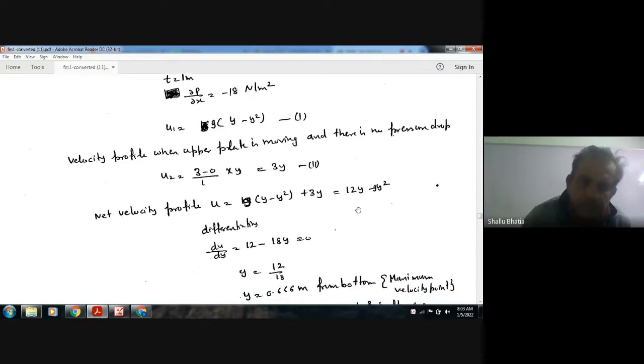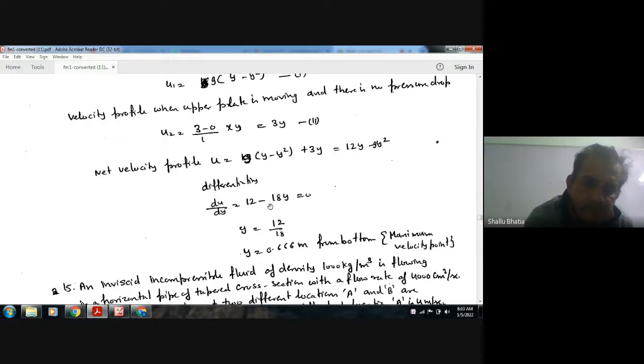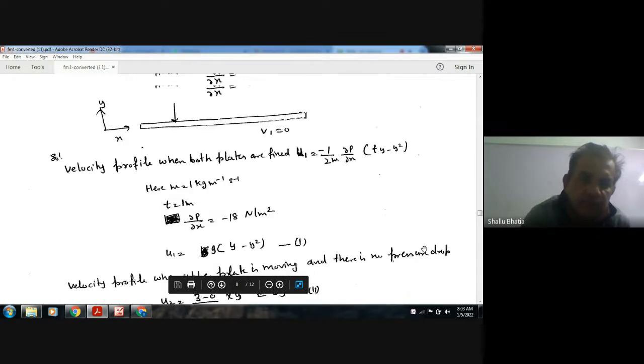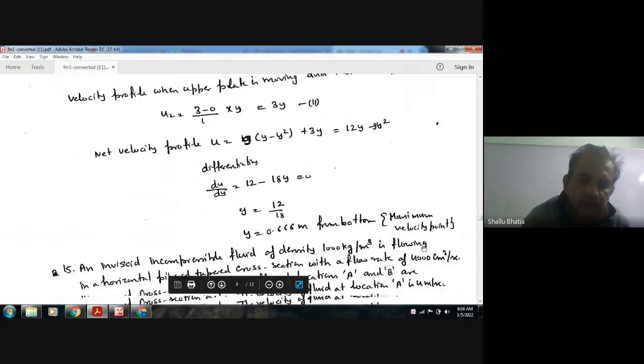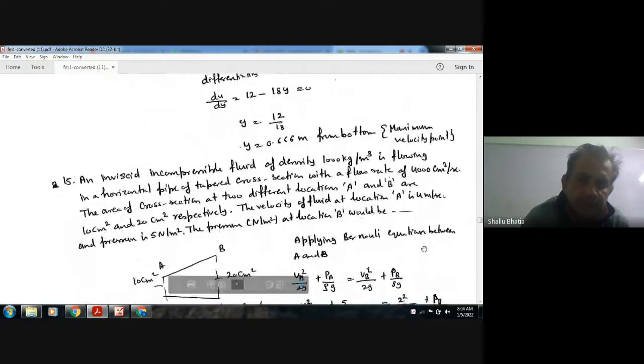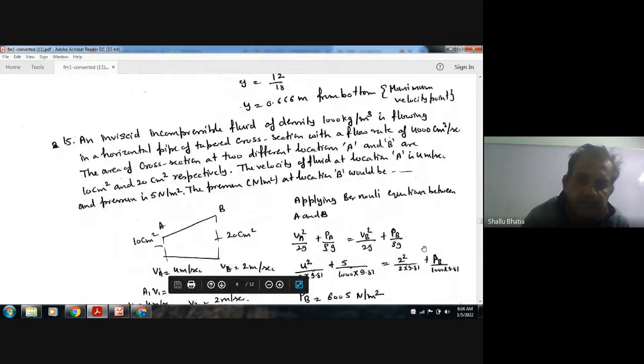Now differentiating it, we will have 12 minus 18y. The maximum velocity will occur when the differentiation of u with respect to y is 0. So that point is y equals 12 by 18, which is 0.66 meter from the bottom. So the answer is 0.66 meter from the bottom, the maximum velocity point.